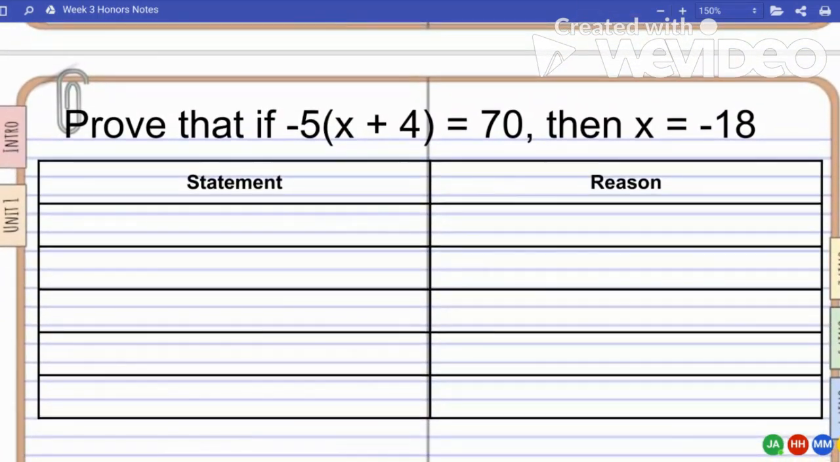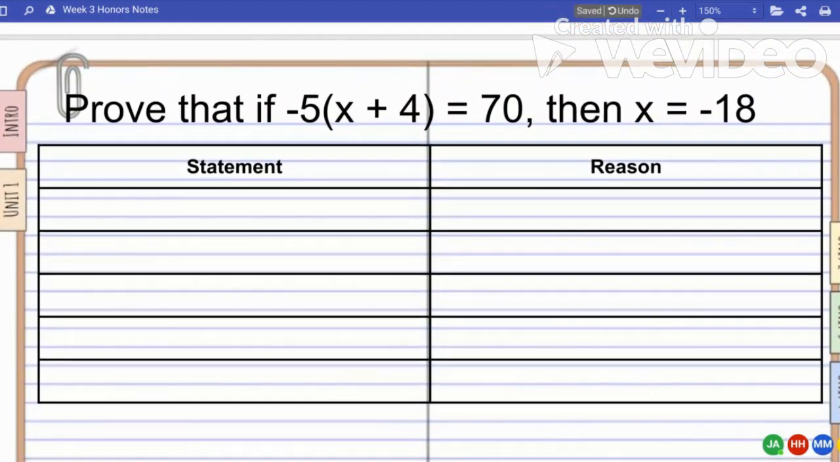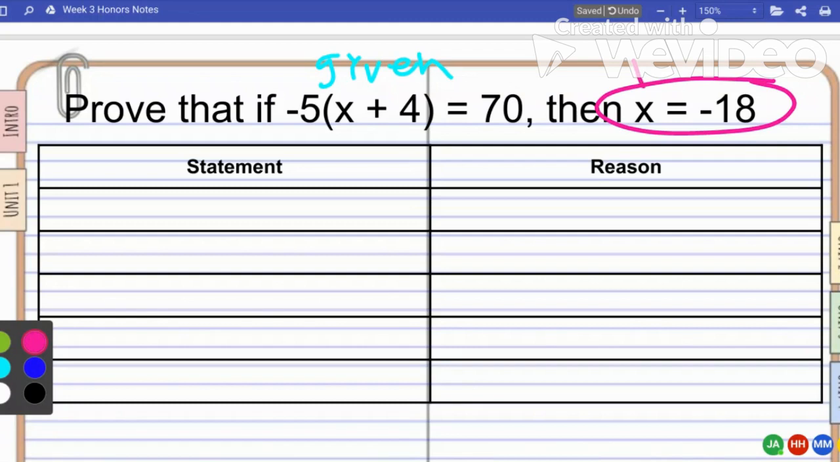So the two things that you need to know about proofs is that there's a given and there's a proof. So the first part of this is our given. This was given to us. We were given that negative 5 times x plus 4 equals 70. The second half of this, x equals -18, this is what we're trying to prove.